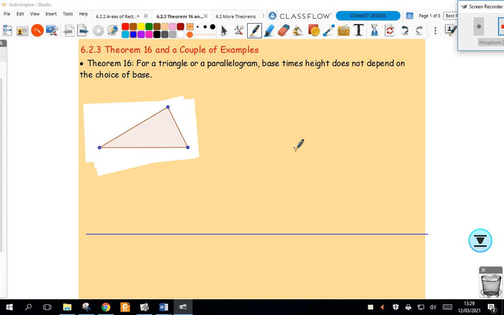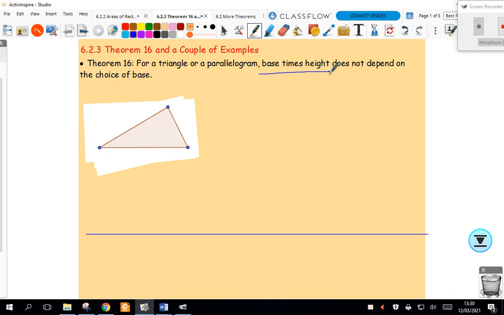Okay, in this lesson I want to look at Theorem 16 and a couple of examples. Theorem 16 says for a triangle or a parallelogram, base times height does not depend on the choice of base. Remember, base times height is involved in finding areas for parallelograms and triangles. The area of a parallelogram is base times height. The area of a triangle is half base times height.